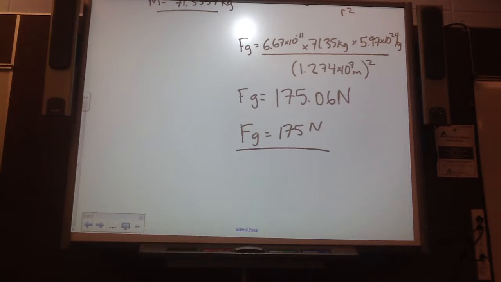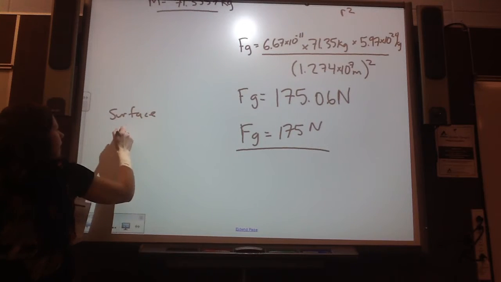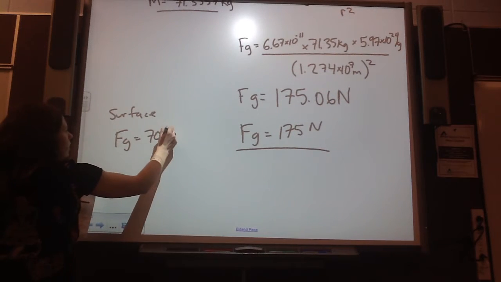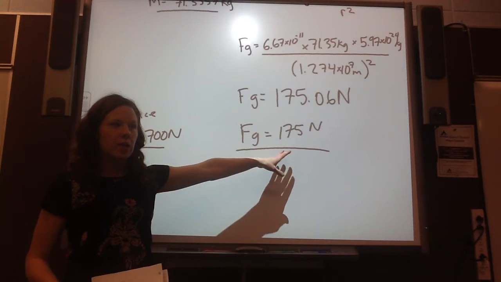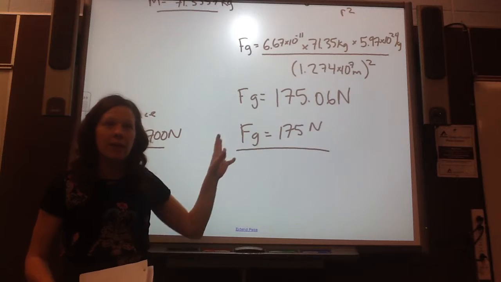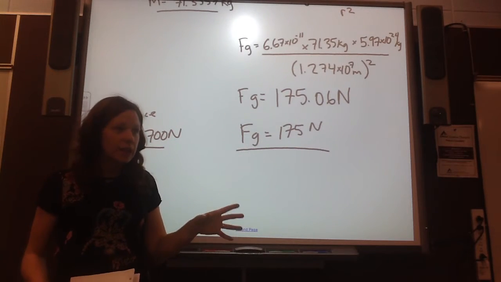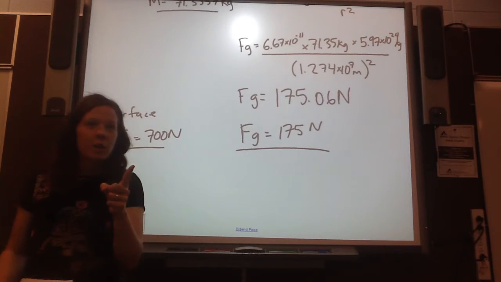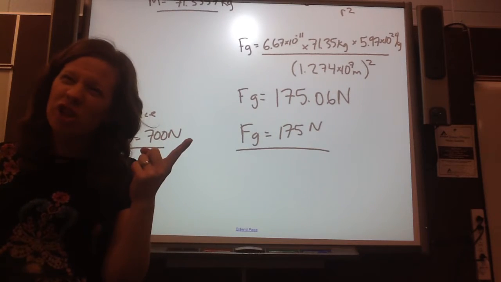So don't flip it yet, I just want to think about this logically for a minute. So on Earth, it told us that Fg was equal to 700 newtons. And then away from the Earth, we just calculated that it was 175 newtons. Does that make sense? Yeah, it does. So that's good. Sometimes when you're doing physics and you're not sure if you did it right or not, it's good to just think about it logically.